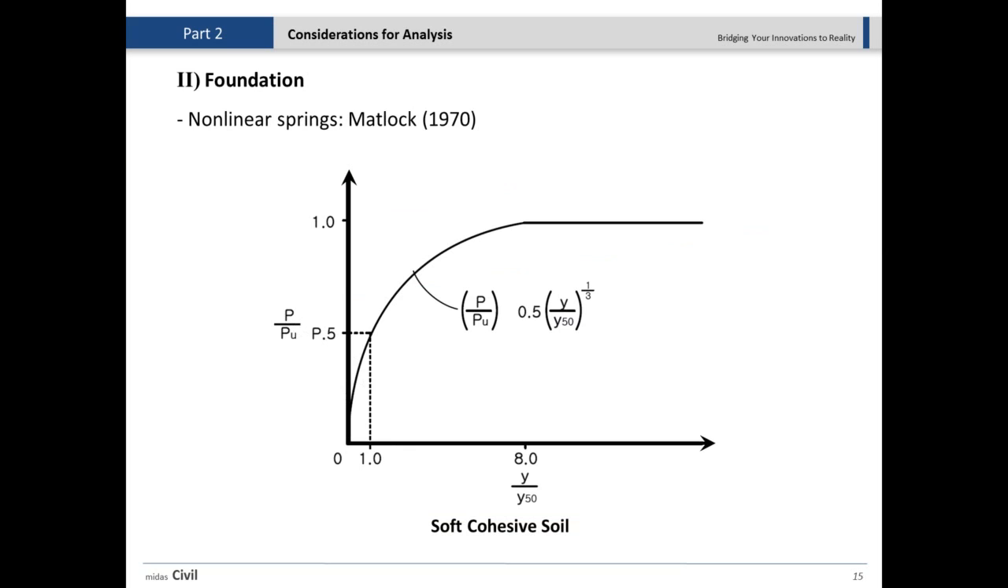But there are some simplified methods also. For example, you see this method based on the different parameters of the soil. You can simply calculate these springs. As you can see, this curve is giving us the non-linear behavior of the soil, because we have to understand that the soil has a non-linear behavior when it's interacting with the structure, and depending on the forces, it doesn't deform linearly.